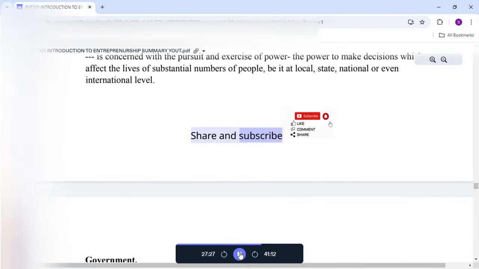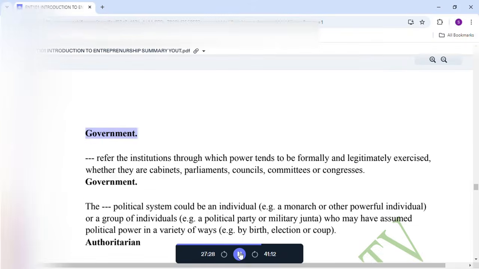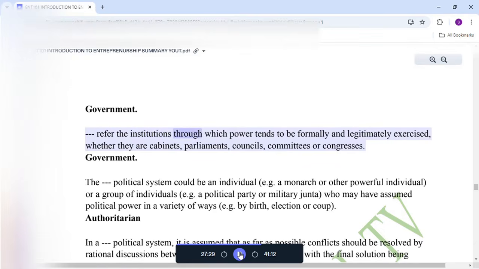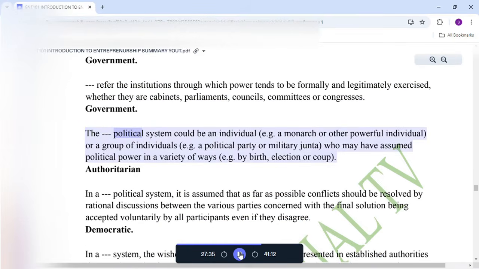Government refers to the institutions through which power tends to be formally and legitimately exercised, whether they are cabinets, parliaments, councils, committees, or congresses. The authoritarian political system could be an individual, e.g. a monarch or other powerful individual, or a group of individuals, e.g. a political party or military junta, who may have assumed political power in a variety of ways, e.g. by birth, election, or coup.